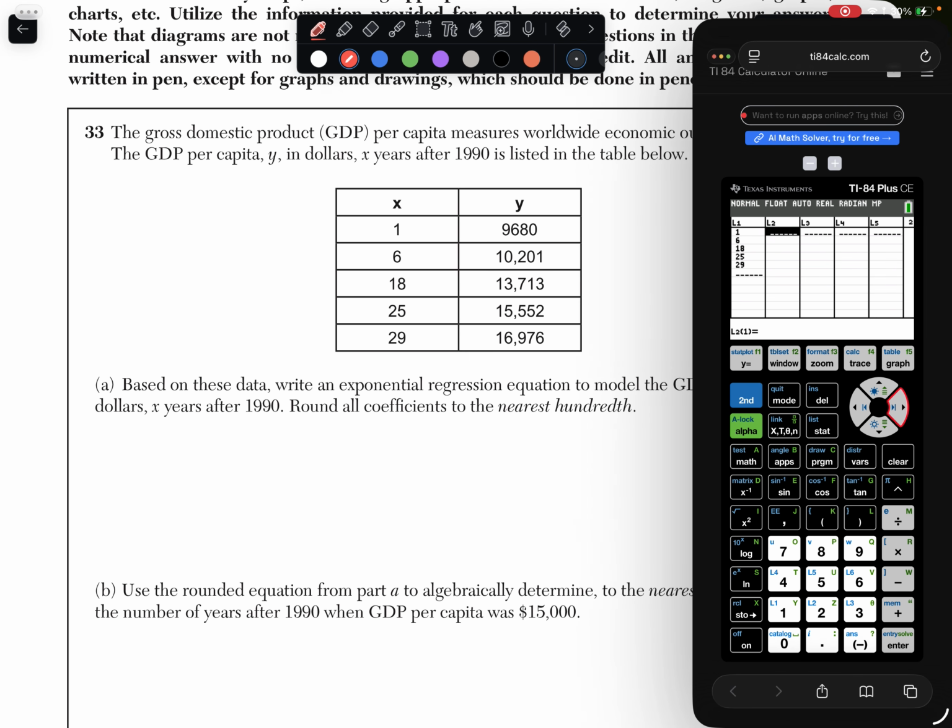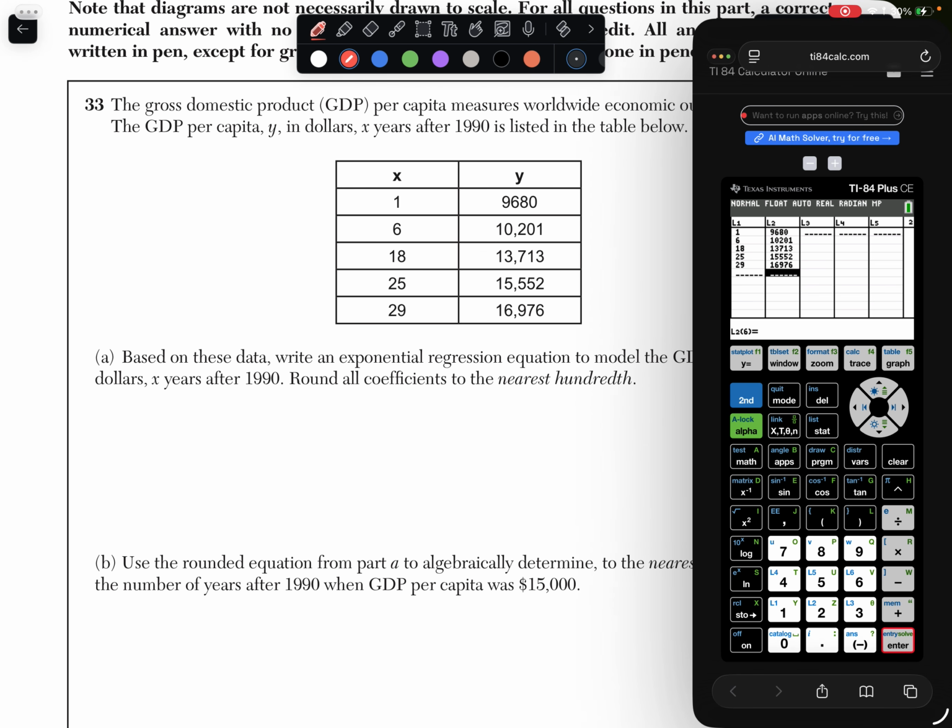Okay, that's it. And now the y values in L2. Okay, let me just double check that the numbers are correct. Always double check that whatever you type in is correct. I feel like I always make that mistake.